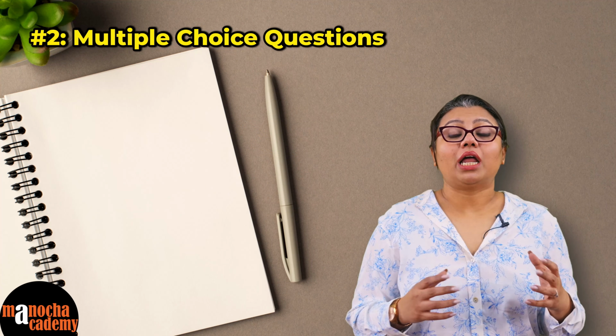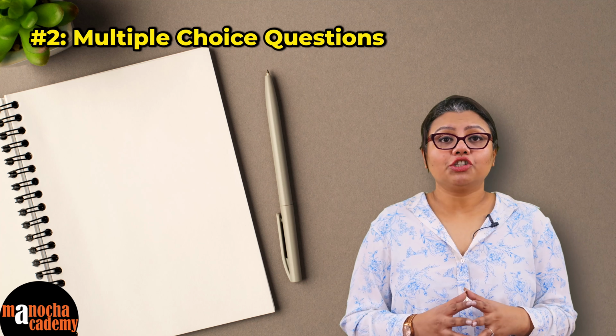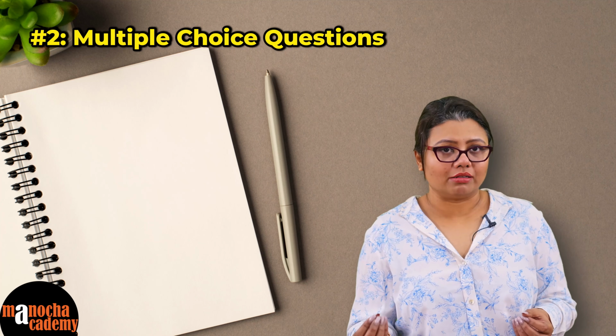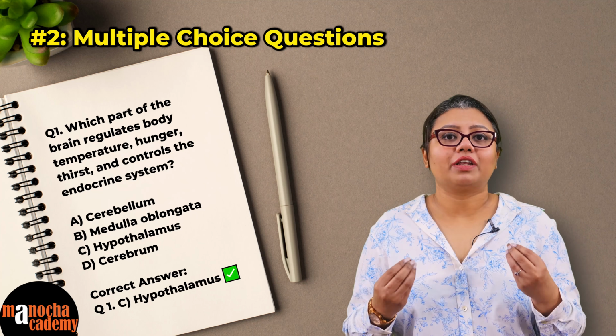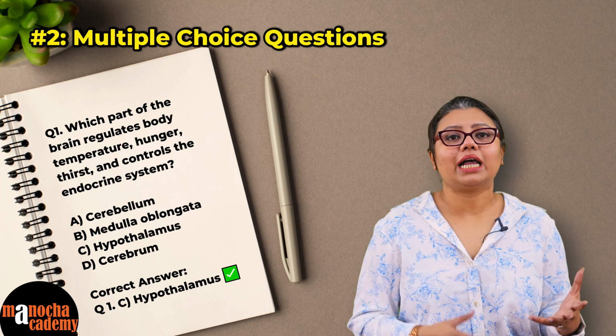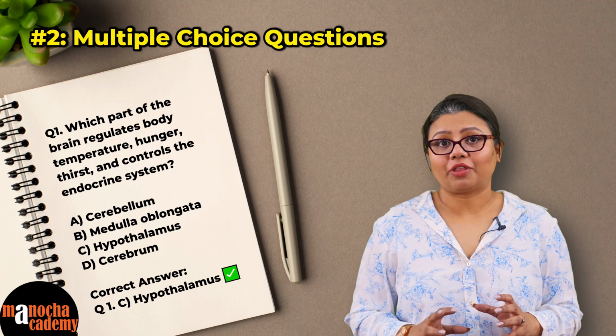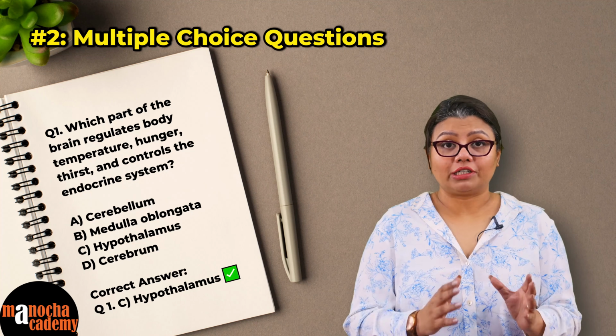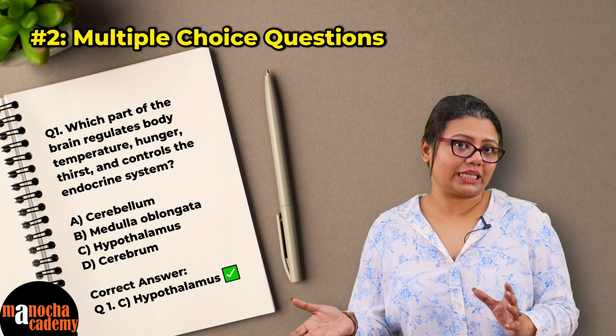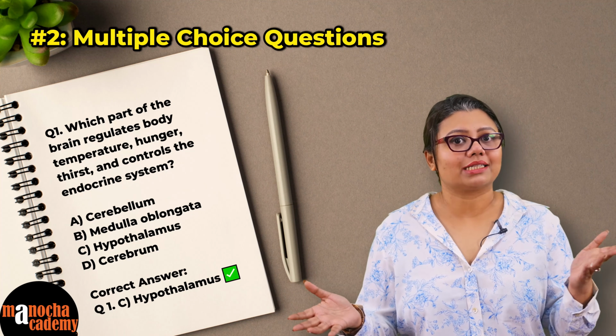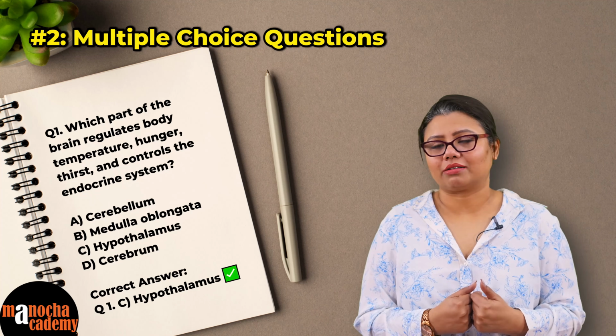Tip number 2, while answering multiple choice questions, ensure that you're writing the option as well as the answer to a question. So for example, if an answer to a multiple choice question is C, hypothalamus, you should write question number 1, option C, answer hypothalamus. There is marks allotted separately for writing the answer, in this case hypothalamus, and the option, in this case C. So don't miss out on any of those marks.